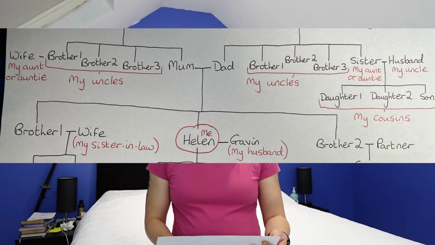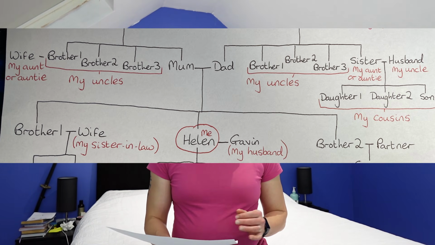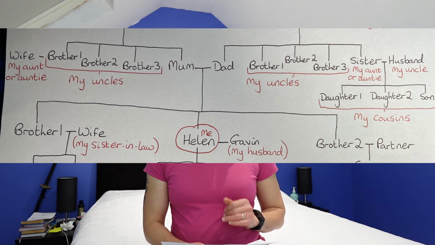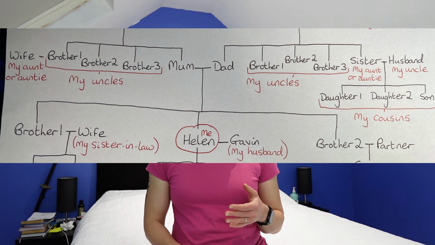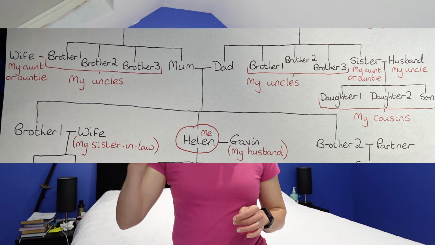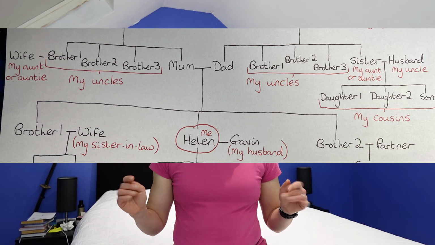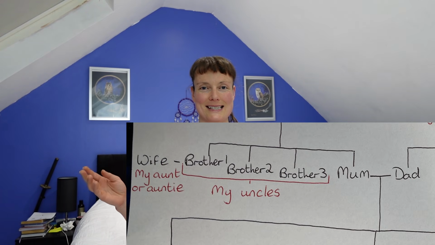If we go up a generation on the family tree, you can see my parents there, and both of my parents have several brothers. My mum has 3 brothers, my dad has 3 brothers and 1 sister. My parents' brothers are my uncles. And this is the same on both sides of the family. My mum's brothers and my dad's brothers, they are all my uncles. If they are married, their wives are my aunties.